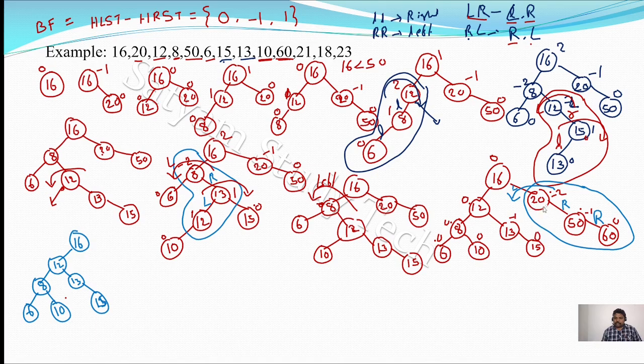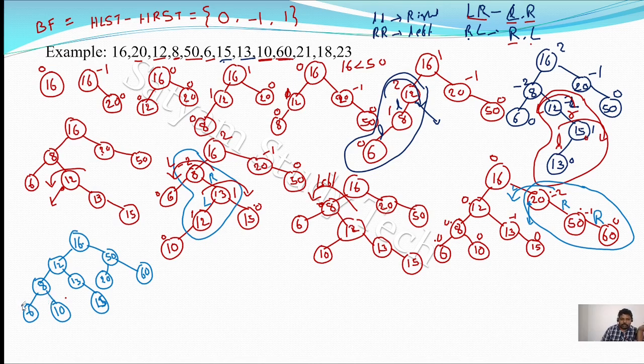Okay, next the right subtree. Here you can perform the left rotation. That means just take the thread here and pull down in the left direction. 50 becomes the parent of 20. That is 50 here. Then it is 20. Okay, it is 60. After performing this, you have to check the balance factor.